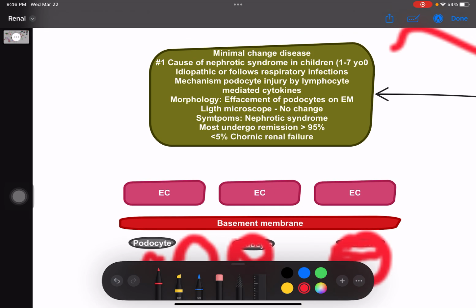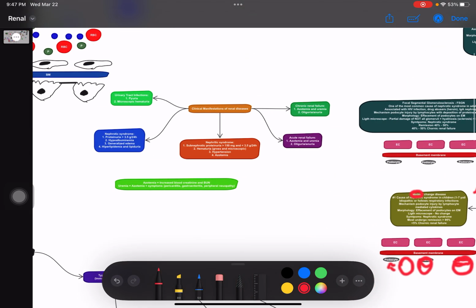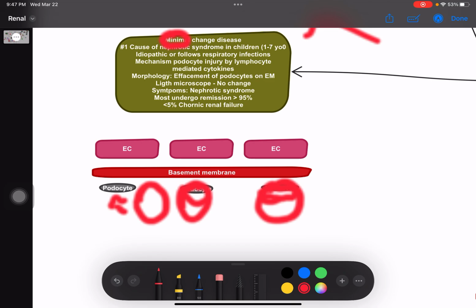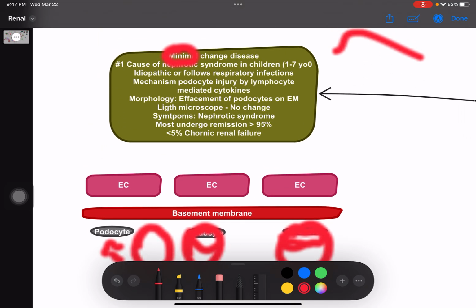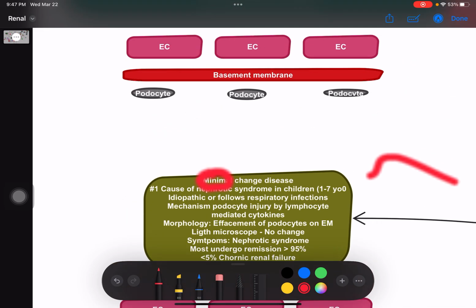Now, on light microscope, there's no change, so the name itself, minimal change disease, can predict that. And the symptoms are only nephrotic syndrome. So there's proteinuria, there's hypoalbuminemia, there's hyperlipidemia, and hyperlipiduria. And the fourth one, which I didn't remember, is a generalized edema, right? So this is a very benign disease. So 95% have remission, and only 5% progress to chronic renal failure.